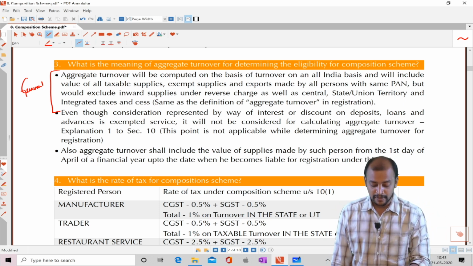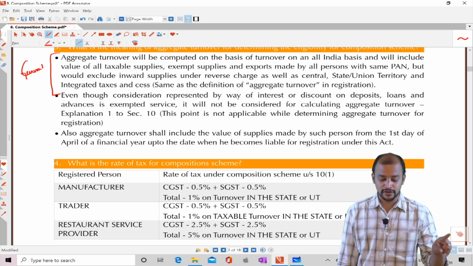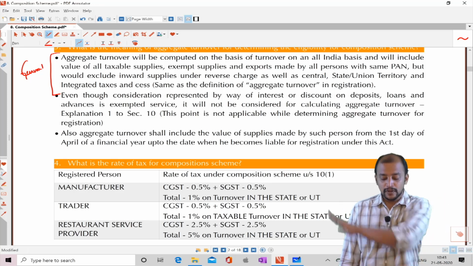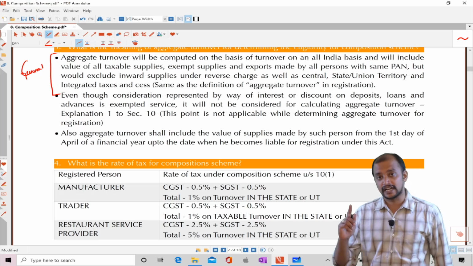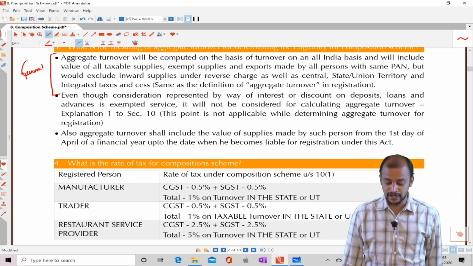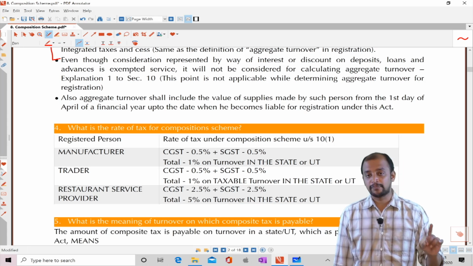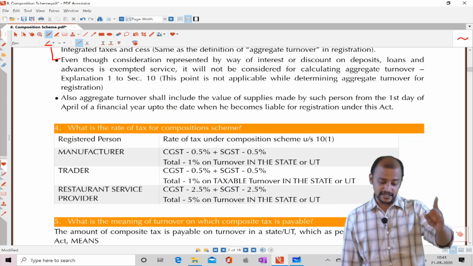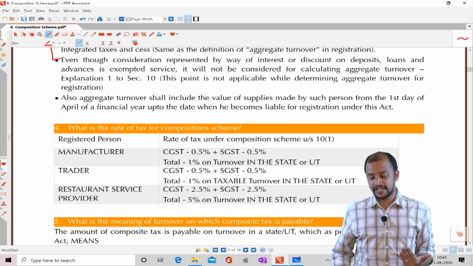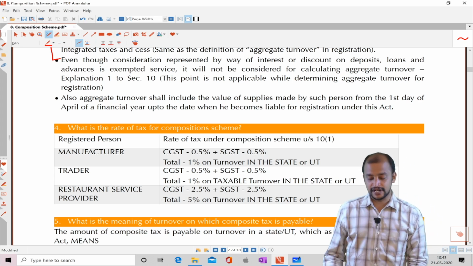Even though consideration represented by way of interest or discount on deposits, loans and advances is an exempted service, it will not be considered for calculating aggregate turnover. That's what we have seen in explanation 1 to section 10. Also, aggregate turnover shall include the value of supplies made by such person from the first day of April of a financial year up to the date when he becomes liable for registration.